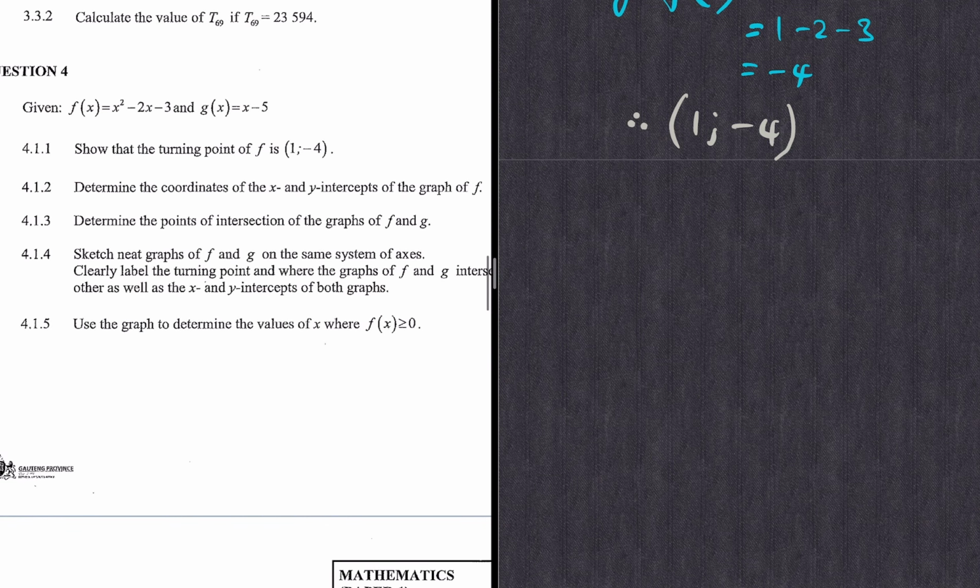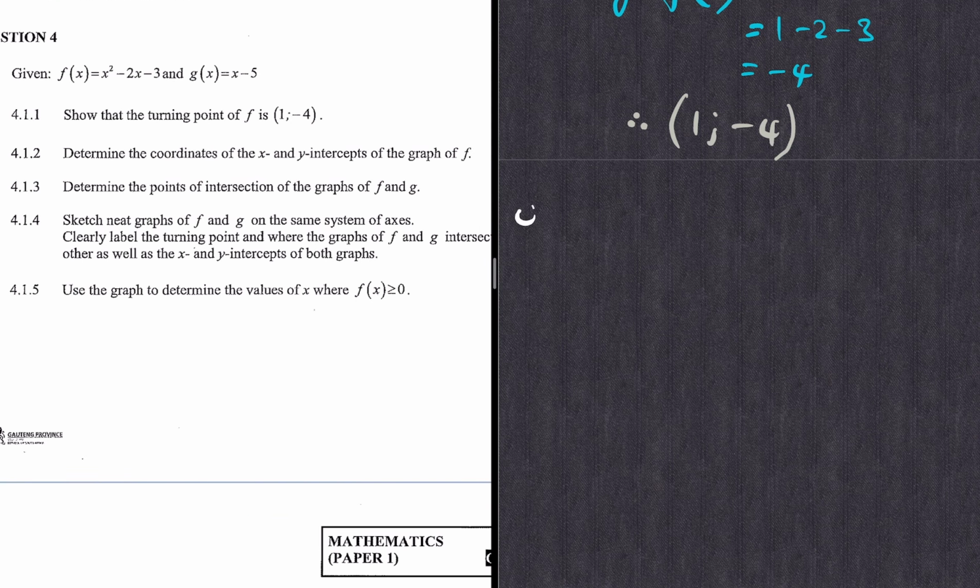The next question here is possibly 4.1.2. Determine the coordinates of the x and the y intercept of f. Okay, so here they want the coordinates of the x and the y intercept of f. What is f? f is given by, I'm just going to copy that again for free ears, f of x equals x squared minus 2x minus 3.